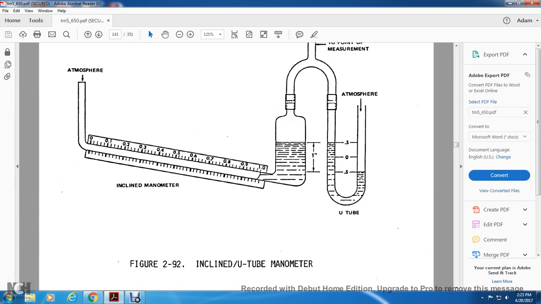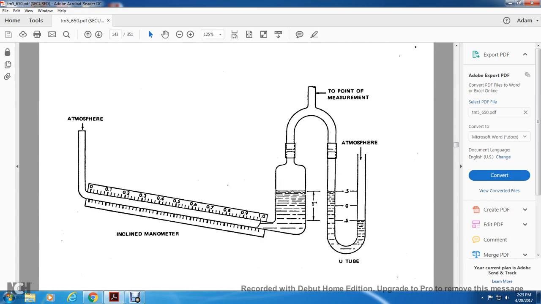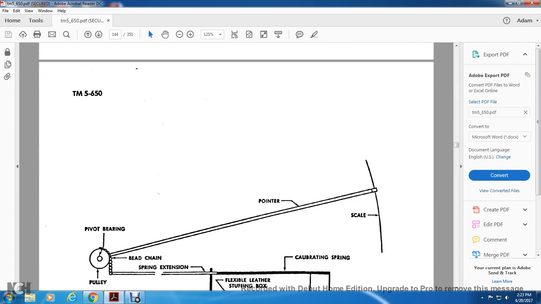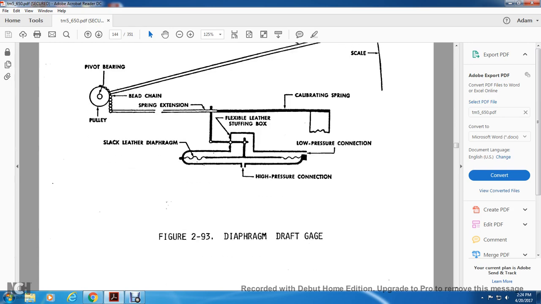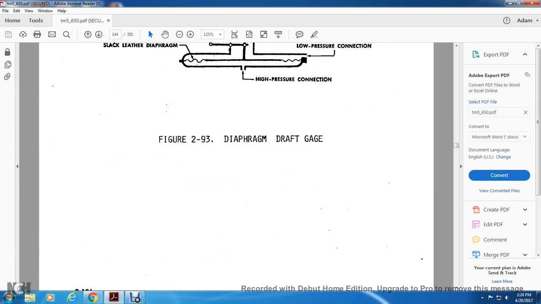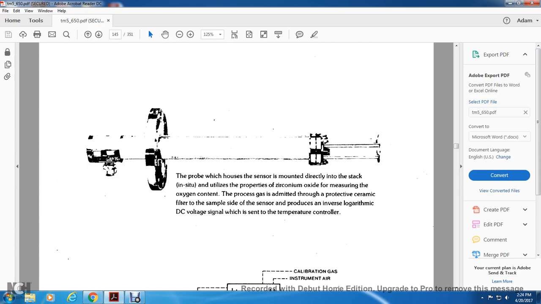Figure 292, inclined U-tube manometer: atmospheric inclined manometer, the point of measurement, the U-tube, and atmosphere. Pivot bearing, chain, pulley, spring extension, slack leather diaphragm, high-pressure flexing leather, stuffing box, low-pressure connection, calibration spring, pointer, and scale. Figure 293, diaphragm draft gauge.